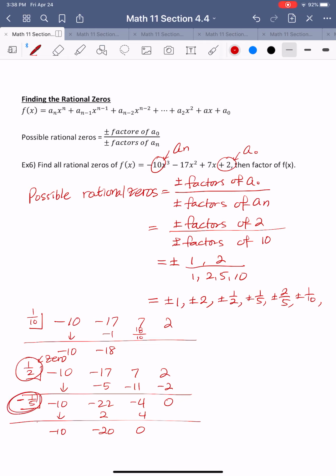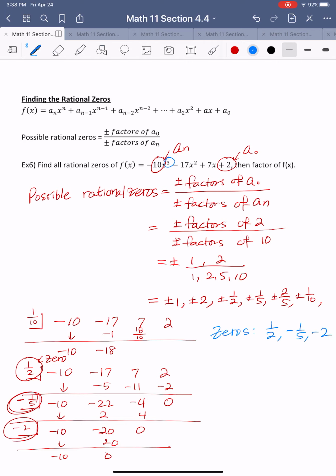And then you can stop here, but you can try negative 2. Actually, it works. So negative 10, 20, 0, right? So you found all three zeros. So this is a degree of 3, right? Which means the zeros are 1/2, negative 1/5, and negative 2.